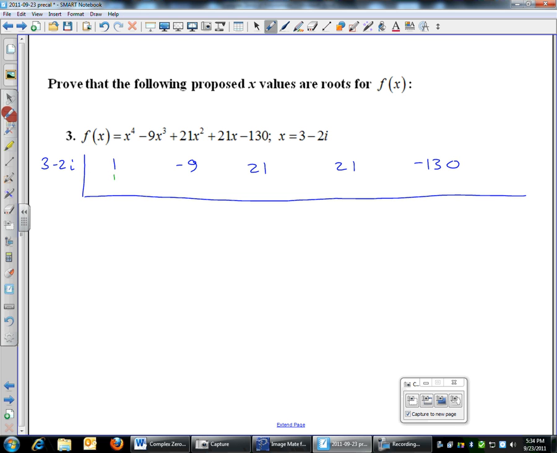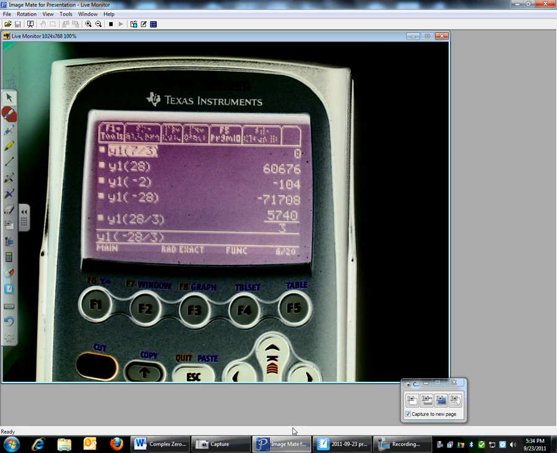So first thing we're going to do is bring down the 1. Anything times 1 is just that anything, so 3 minus 2i. Let's combine. Negative 9 plus 3 is negative 6 minus 2i. And now here's where it gets fuzzy because I need to do 3 minus 2i times negative 6 minus 2i. Now you can multiply that out by hand, and I expect you to be able to do that when I get back. Let me do this on the calculator. So I'm going to go back to my calculator.